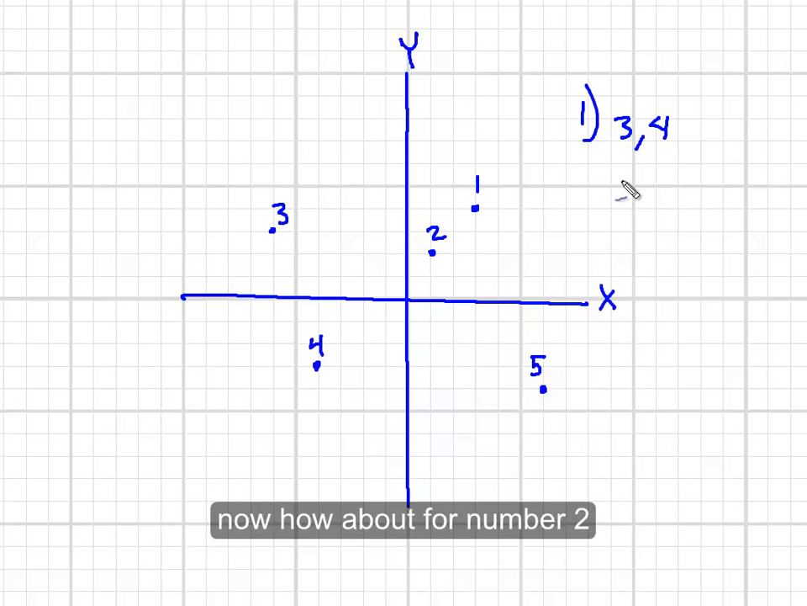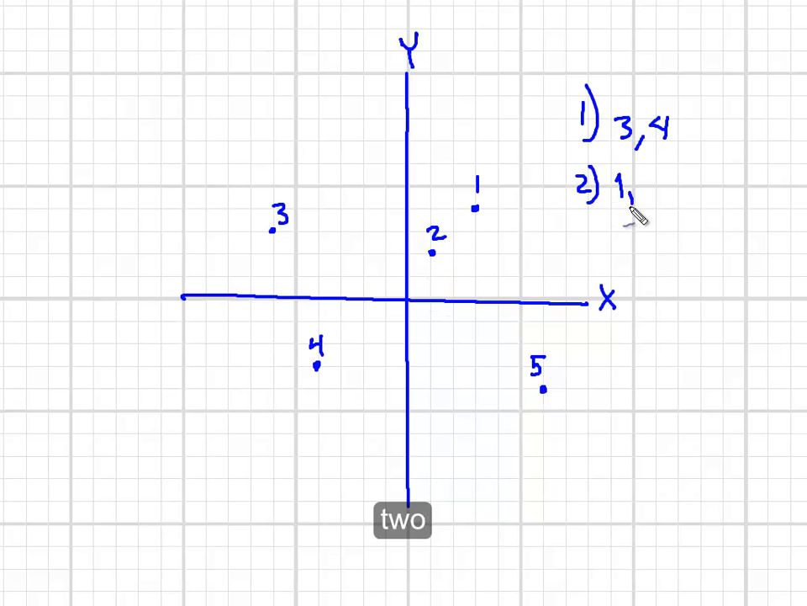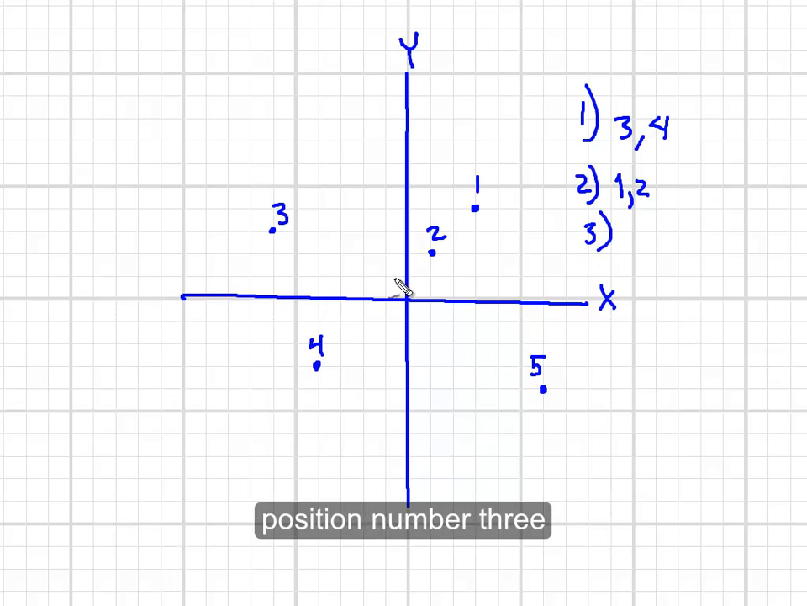Now how about for number 2? It's just like when you're walking down the street. You don't count where you're at as the first block. You go a block first, then count. So 1, 2. How about position number 3? We have 1, 2, 3, 4, 5, 6, and then up 3. But we're in the negative of the axis, so it needs to be negative 6, positive 3.